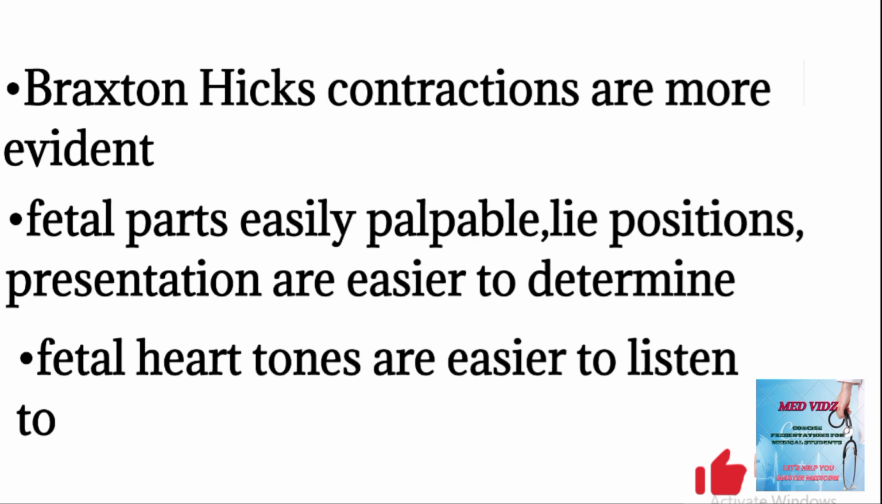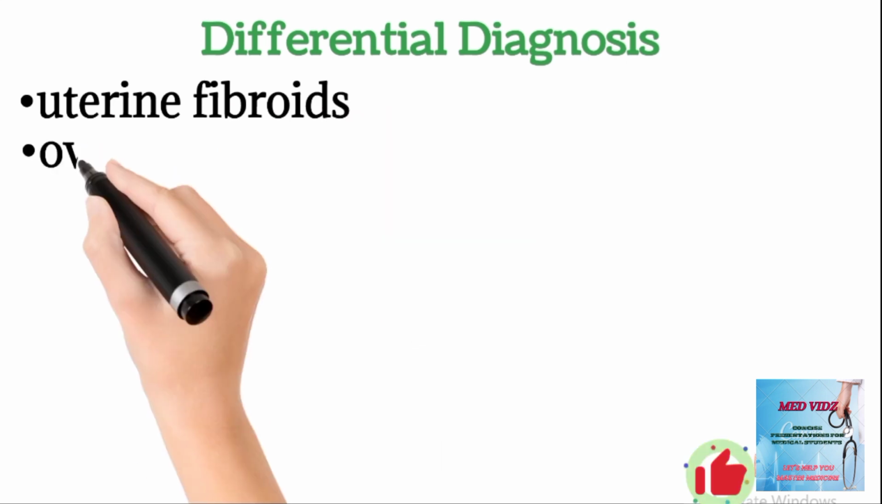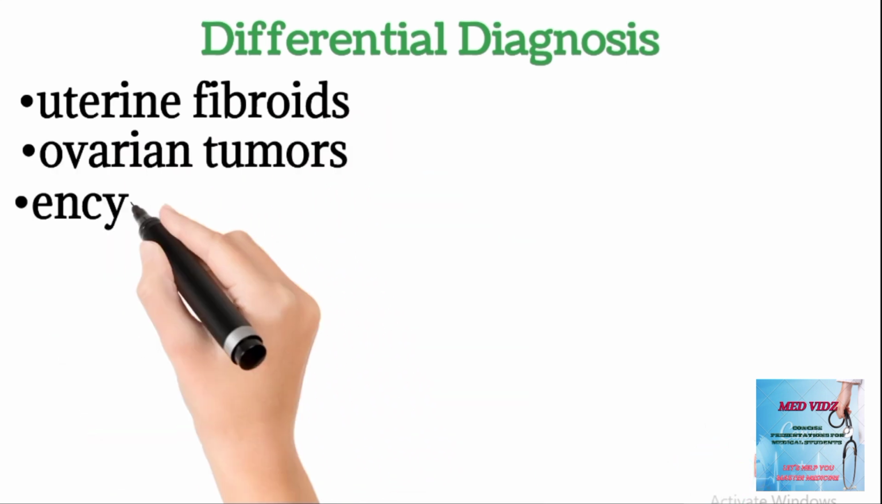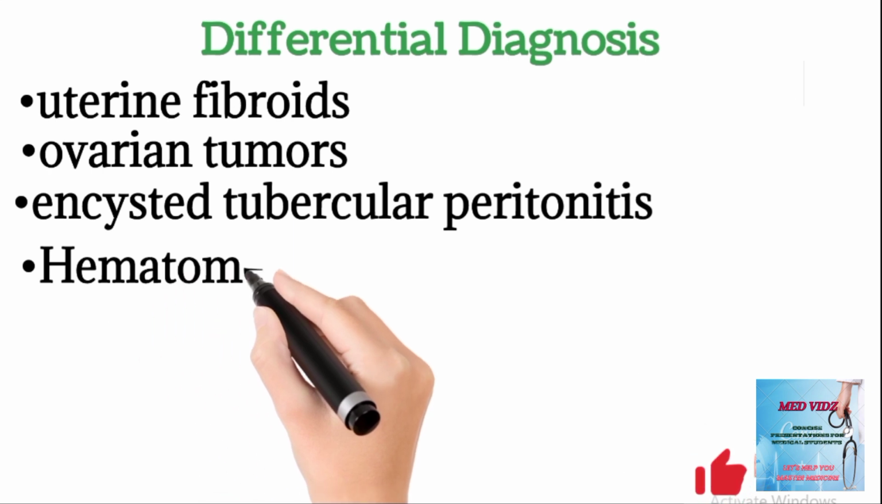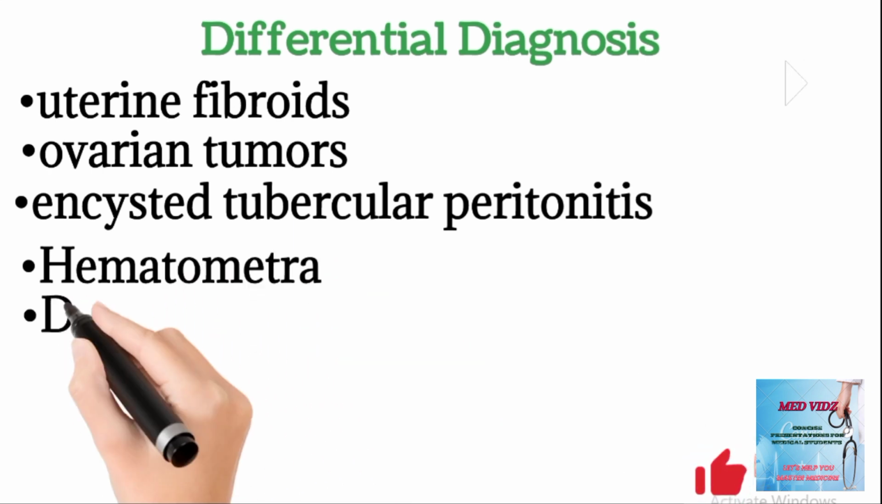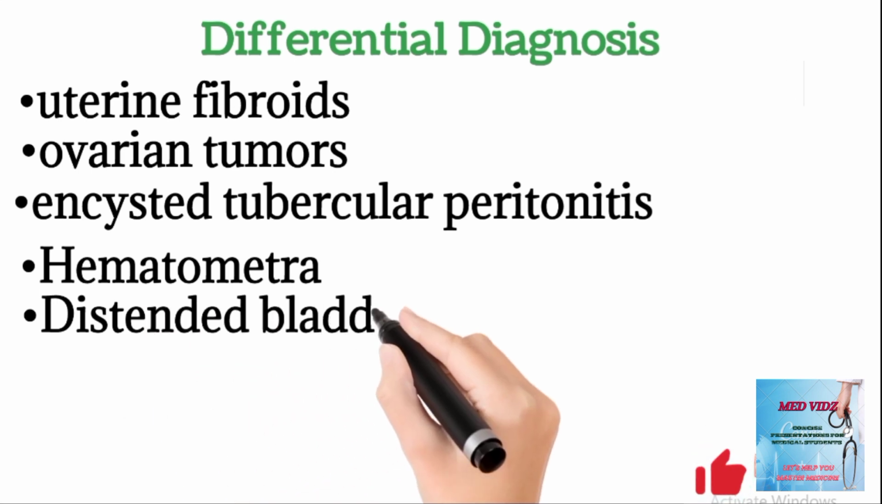Then the fetal heart rate is easier to listen to in the third trimester using a fetoscope. These are our differentials for pregnancy. You have uterine fibroids, ovarian tumors, encysted tubercular peritonitis, and then you have a distended bladder also.